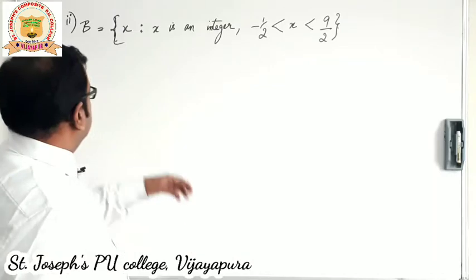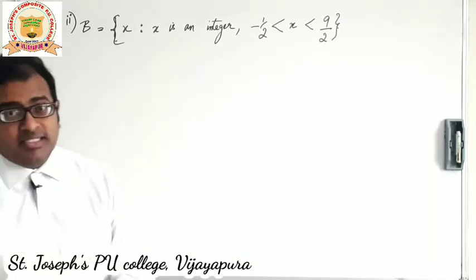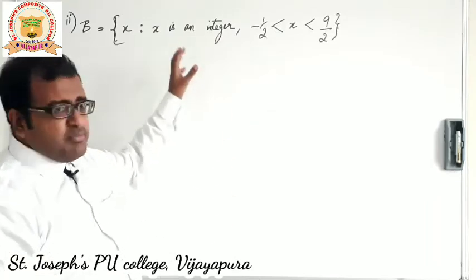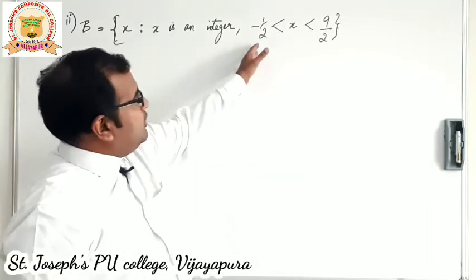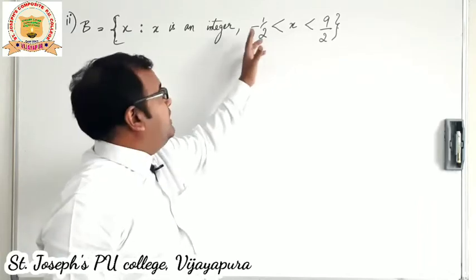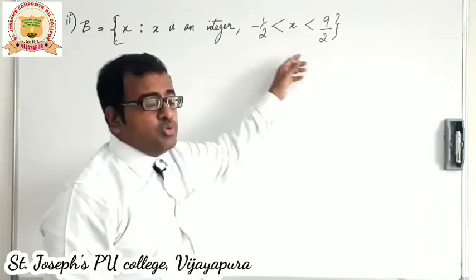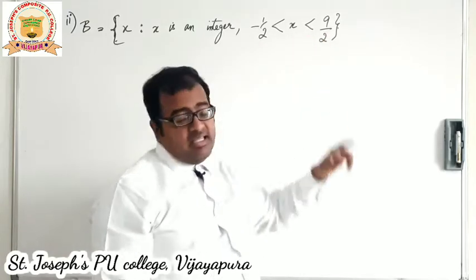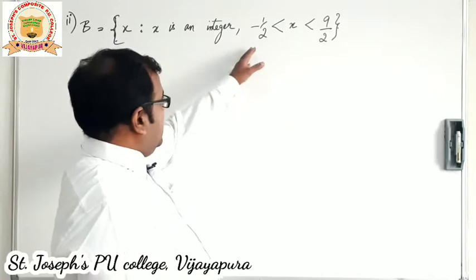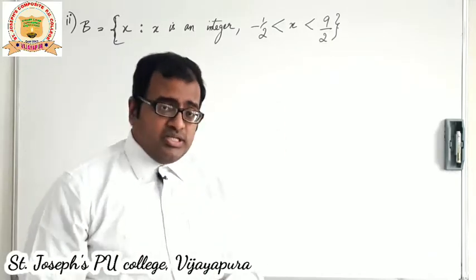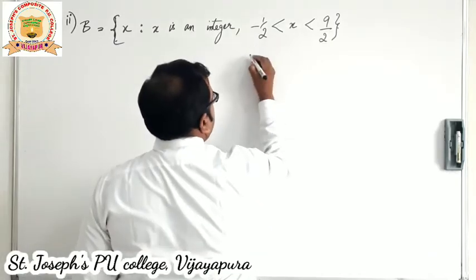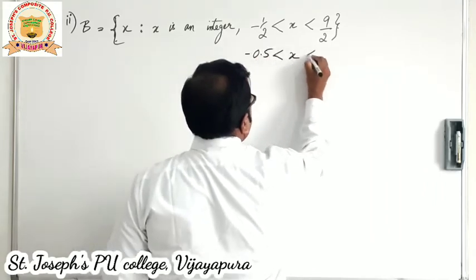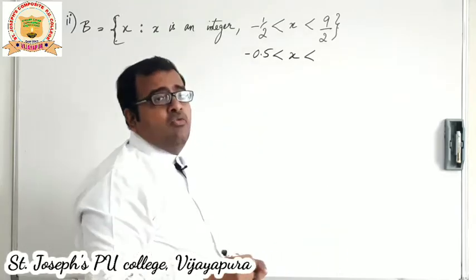Sub question second says that B is a set of all x such that x is an integer. x is an integer. Pardon my handwriting there. Okay. And also x lies between minus half and 9 upon 2. So minus half should be strictly lesser than x, and x should be strictly lesser than 9 by 2. If you consider in decimals, it's easy to understand. Same thing you can write as minus half is nothing but minus 0.5 less than x less than 9 by 2 is 4.5.